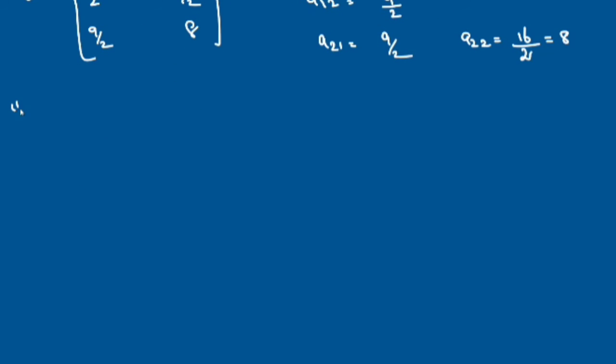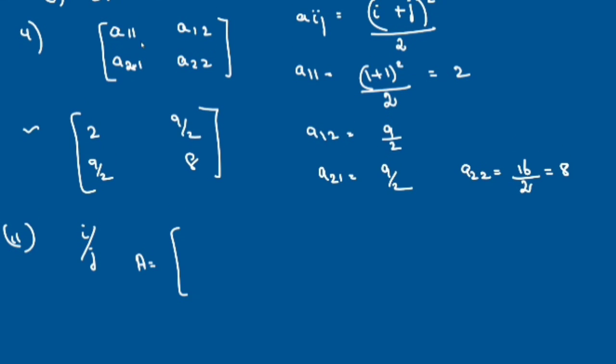Second one is very simple, i by j. So what will be the i by j matrix? We just give a name here. So the matrix i by j will be 1 by 1. This is 1, 1 by 2, 2 by 1 and 2 by 2 is 1.